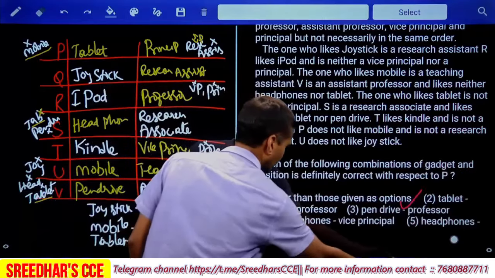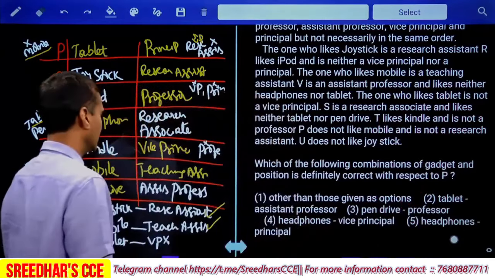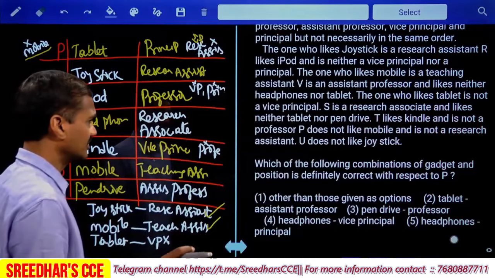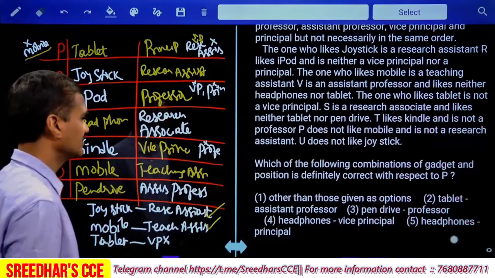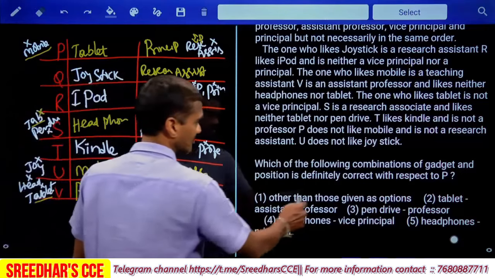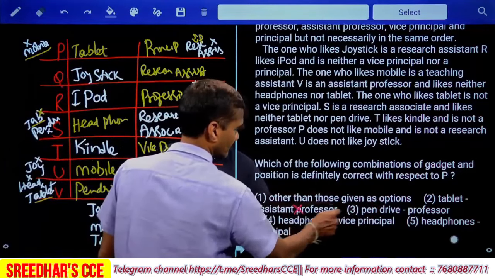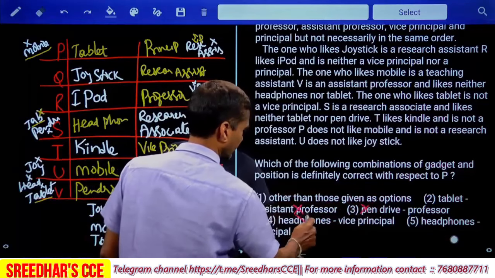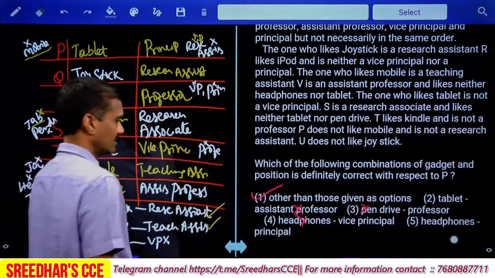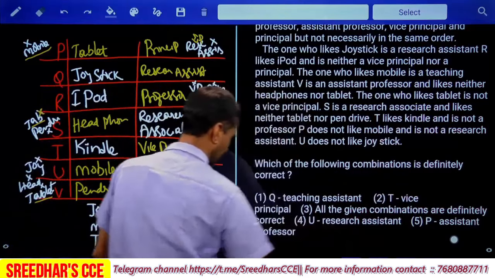Then coming to the 13th one. Now in this question number 13, which of the following combinations of gadget and position is definitely correct with P? P tablet principal. Tablet principal. Tablet assistant professor is ruled out. Tablet is not here. Hence, other than the options given, that is choice 1, question number 13.